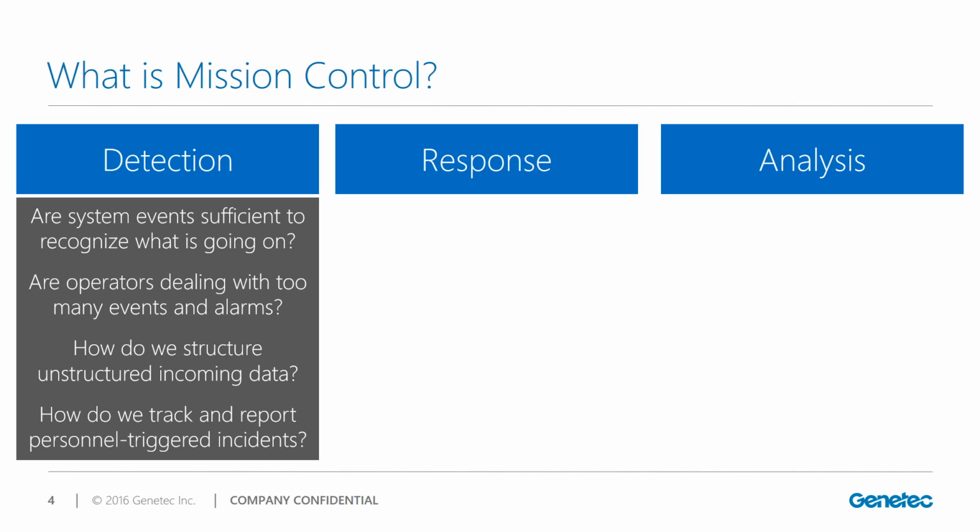How do we structure the unstructured incoming data? We could be getting a lot of events coming in, so how do we know which ones are relevant to other events? We could have just gotten a door forced open event, but was there a previous event showing that the cardholder was denied access?